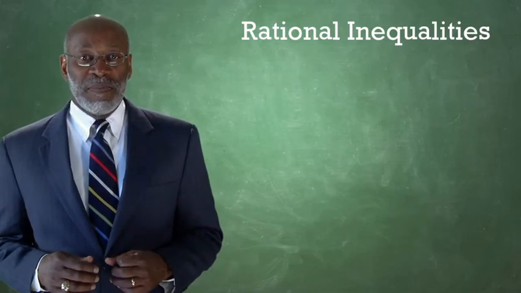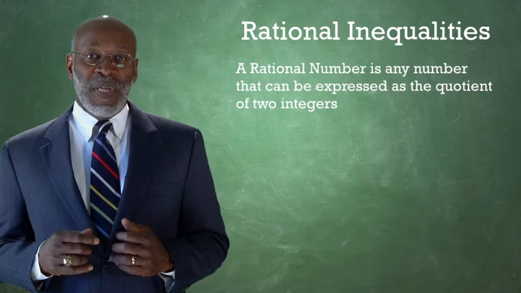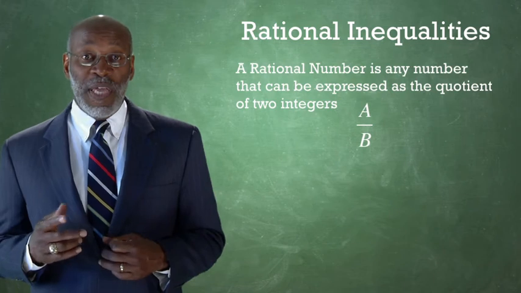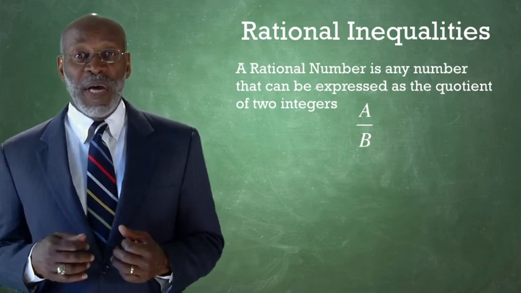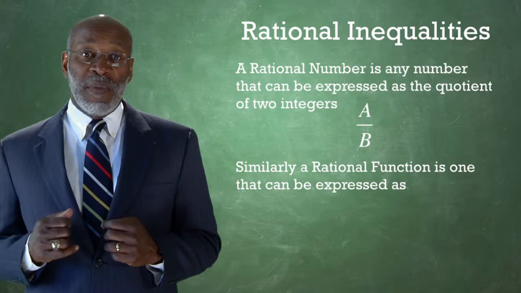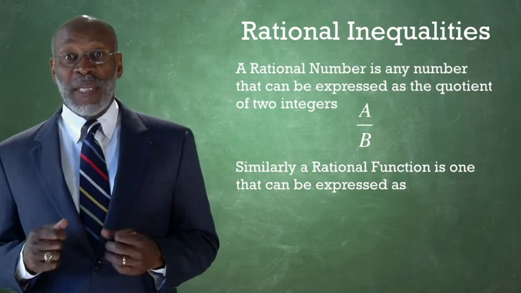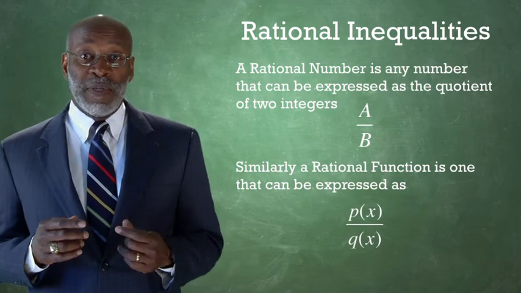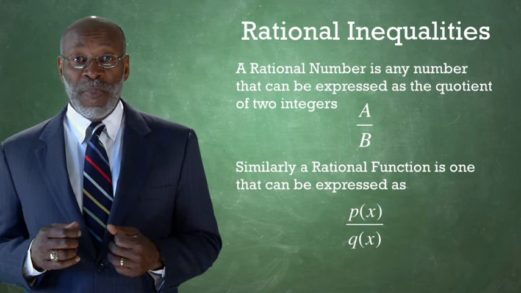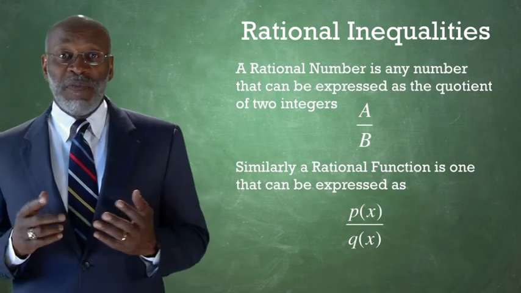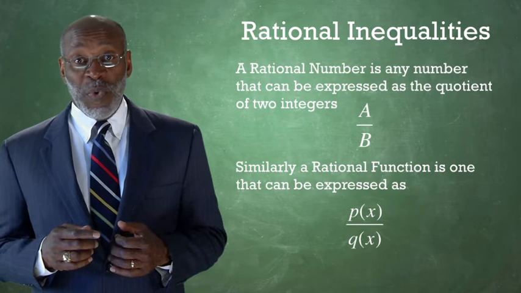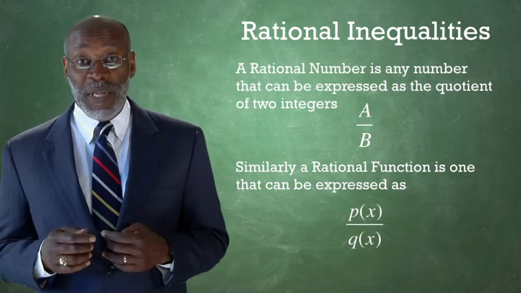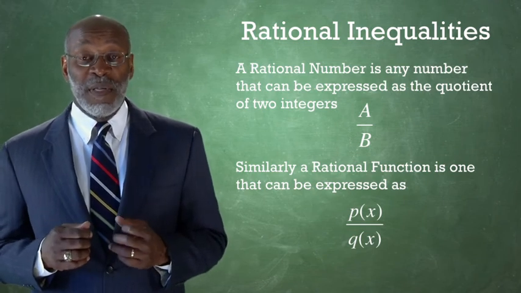Rational inequalities. A rational number is any number that can be expressed as the quotient of two integers, a over b, where a and b are integers. Similarly, a rational function is one that can be expressed as some function p divided by another function q. A point of interest here: whenever we are dealing with rational functions, we are always interested in the values of x that make the denominator, in our case the q of x, equal 0.